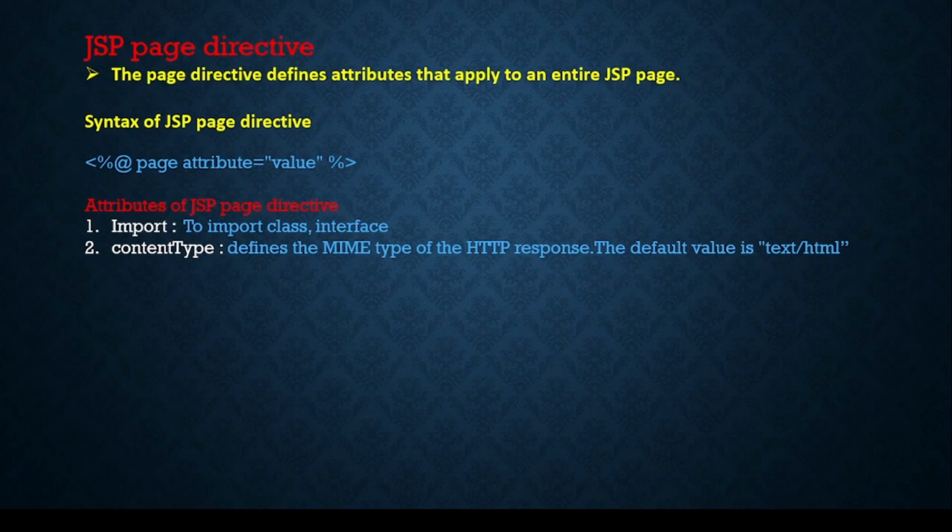What does contentType define? This defines the MIME type of the HTTP response. The default value is text/html. Whatever response the JSP is sending, what kind of content type should it include? That is a MIME type, meaning application/msword, text/html, or some other format. The default value is text/html.